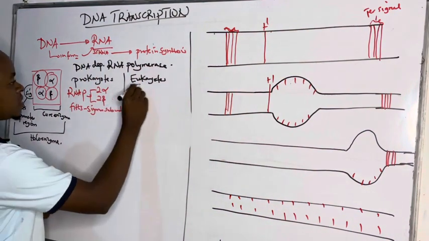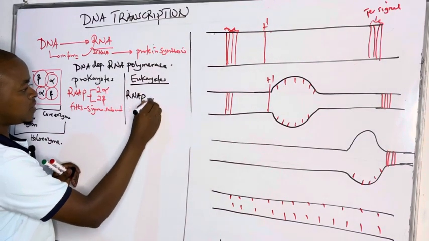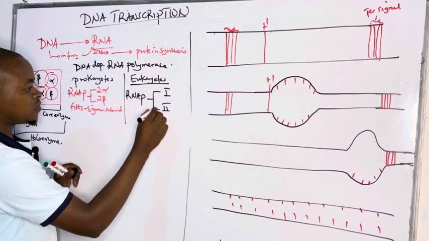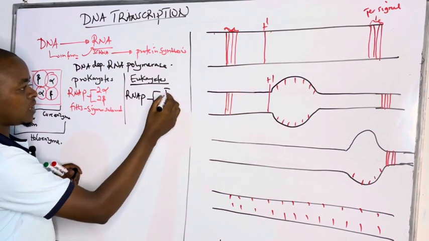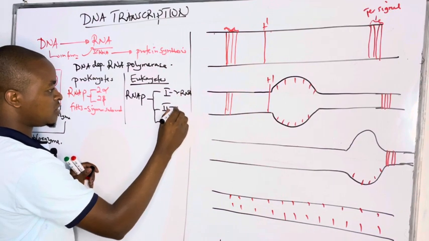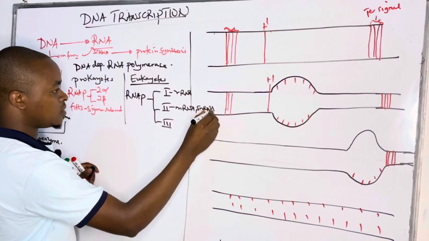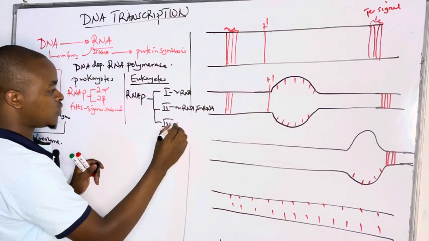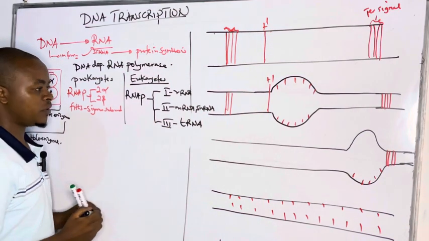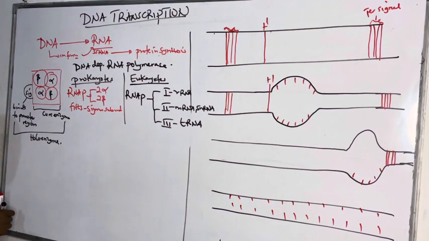Then in eukaryotes, RNA polymerase comes as type 1, type 2, and type 3. Type 1 is for formation of ribosomal RNA. Type 2 is for messenger RNA plus small nuclear RNA. And type 3 is for transfer RNA. This is in eukaryotes or higher animals. In prokaryotes, it is the same enzyme.